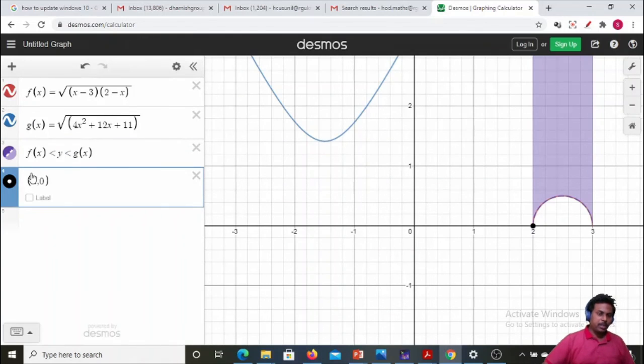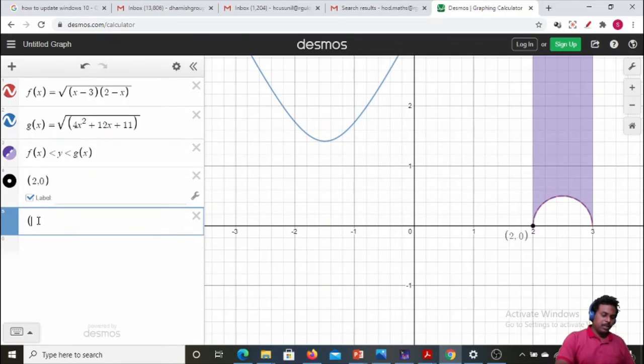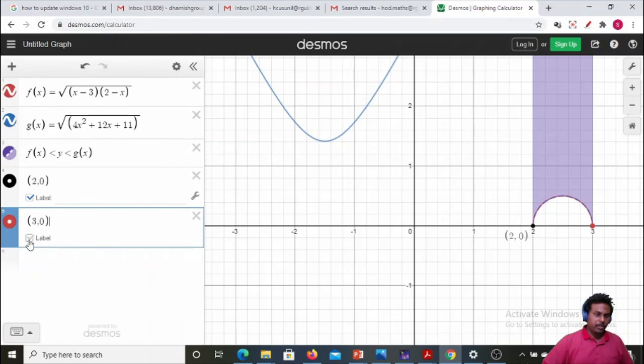I am typing it here, and I can label it here, and 3 comma 0 also I can label it here. Okay, so this is how, and these are the values. So below this shaded region, what are all the values of x for which the given inequality holds true? This is how one can find out the solution from this graphing calculator.